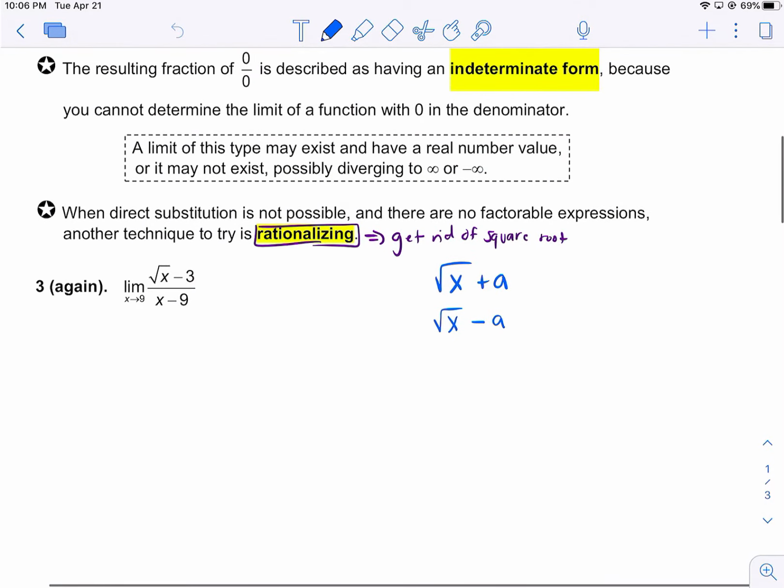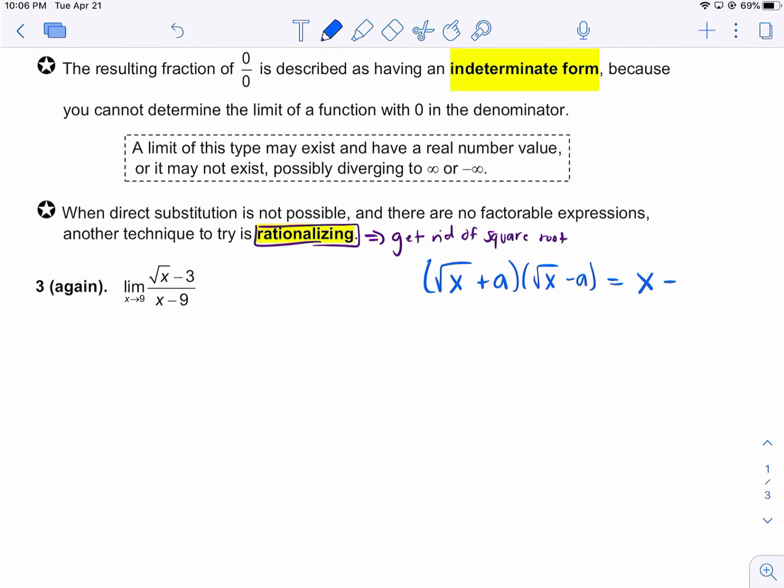All right, so then that's the conjugate. What happens is when you take two conjugates, so the same numbers, we just switch it from a plus to a minus or from a minus to a plus, this is a difference of two squares. If we were to factor this all the way out, and you could do this work on your own if you don't believe me, the square root of x times the square root of x just becomes x. This is going to become x minus a squared.